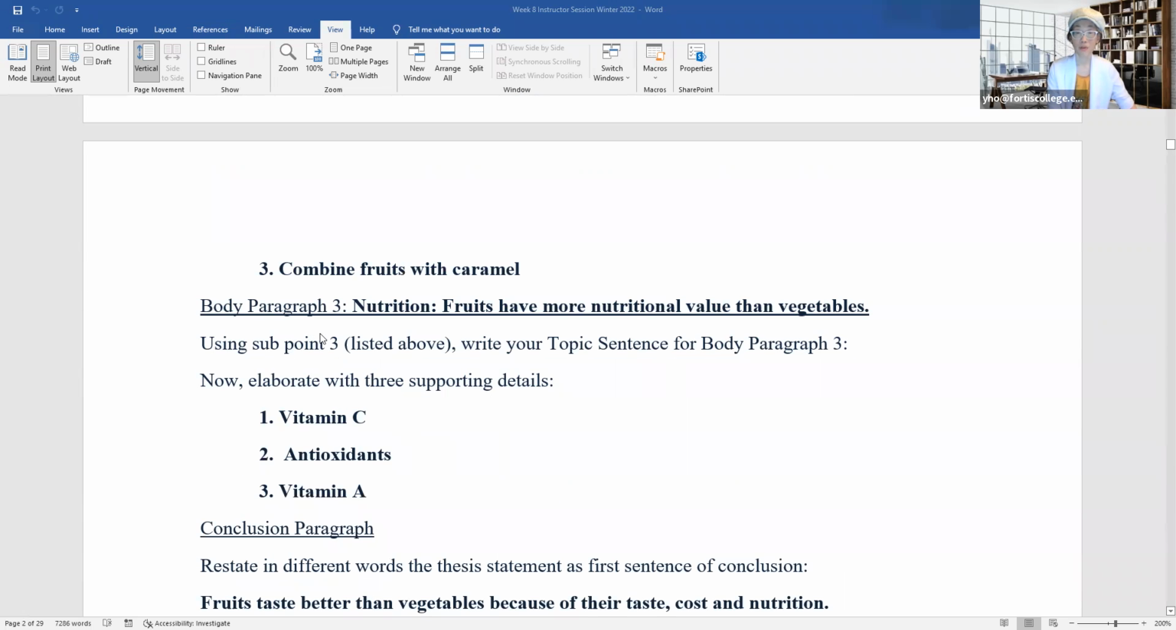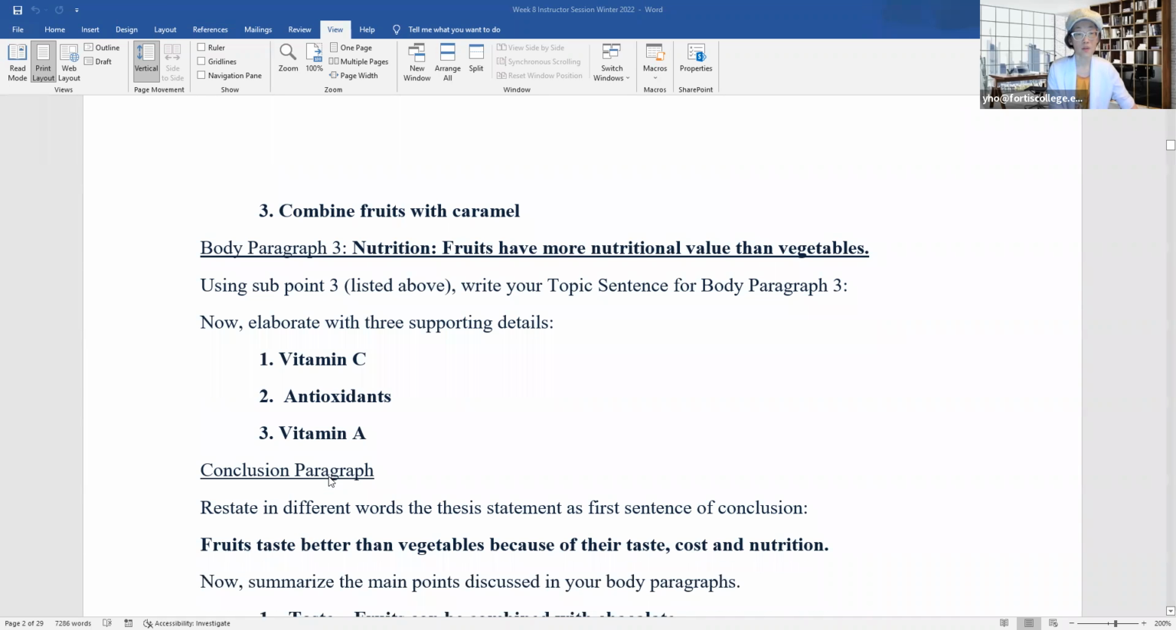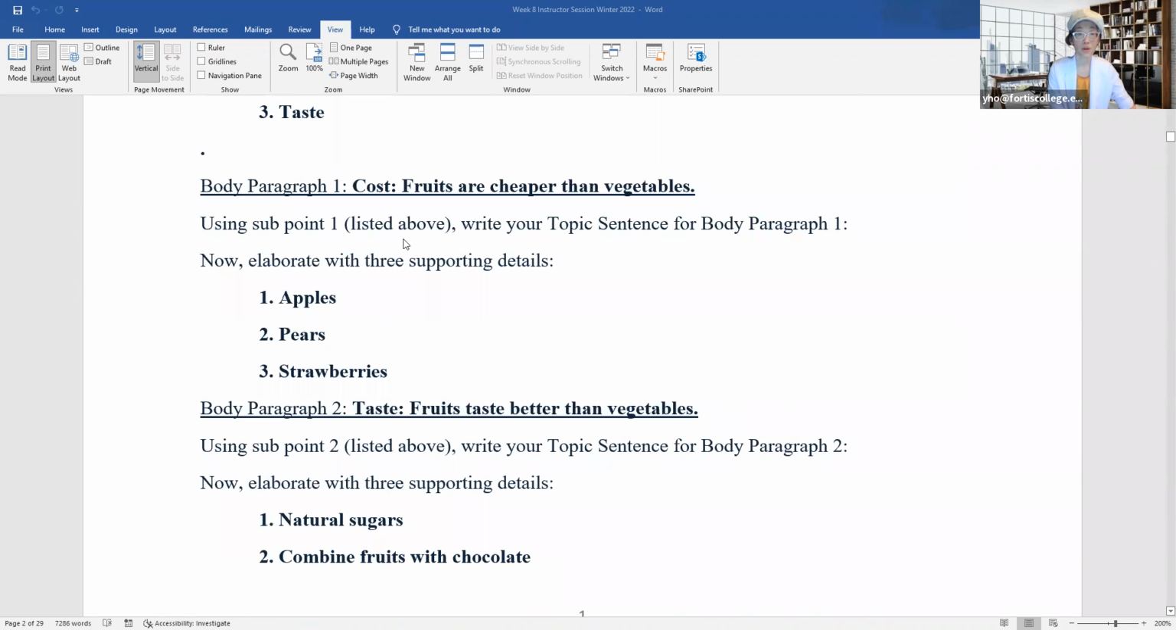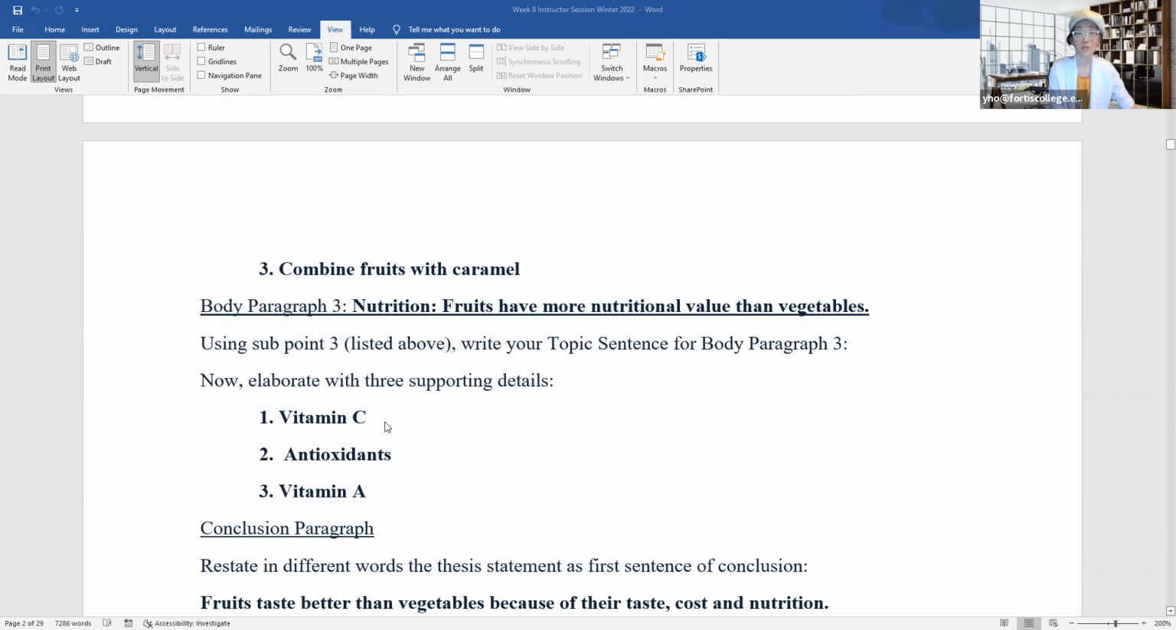Body paragraph 3, nutrition. Fruits have more nutritional value than vegetables because fruits have vitamin C, fruits have antioxidants, and fruits have vitamin A. So nutrition. Here you have the 3 reasons as the cost, the taste, and the nutrition.